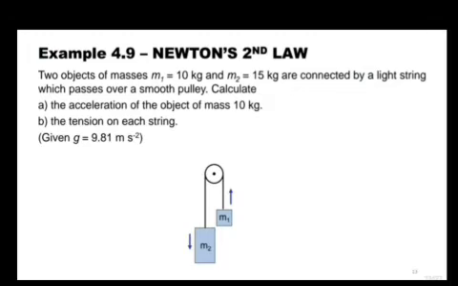First, let's identify the forces acting on each object. We start with M1. M1 will have weight pointing downward, let's label it as W1, and tension on the string, we label it as T. And for M2, also it has weight pointing downward and tension on the string. Let's calculate weight for M1 and M2. We calculate weight by using formula mg.